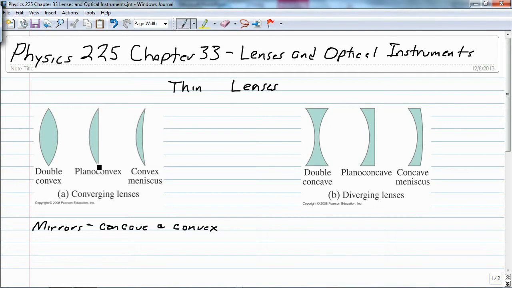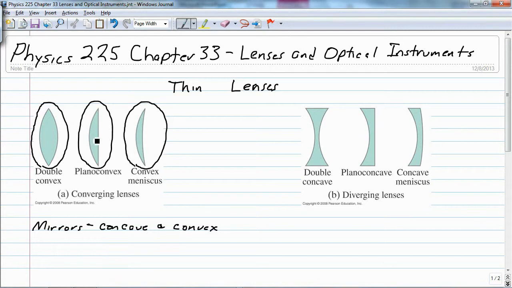But with lenses, we have multiple sides. We have two sides, so it gives us more freedom. We have the double convex, which is the two bulging lenses, sides out. We have the plano-convex, the convex meniscus. And you notice that with the plano-convex, you have this flat surface on the back side. And with the convex meniscus, it's like this second side has been turned into a concave layer.